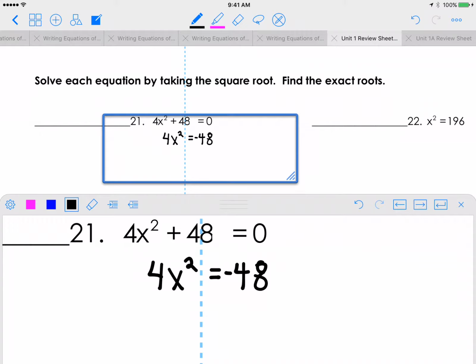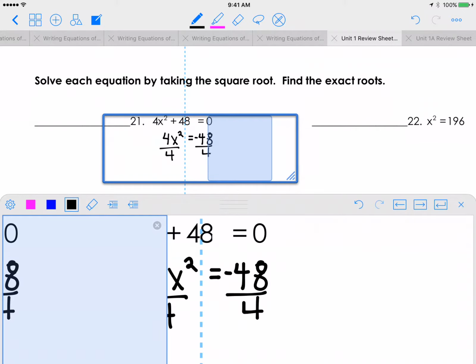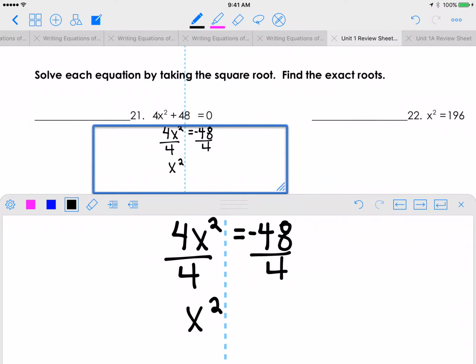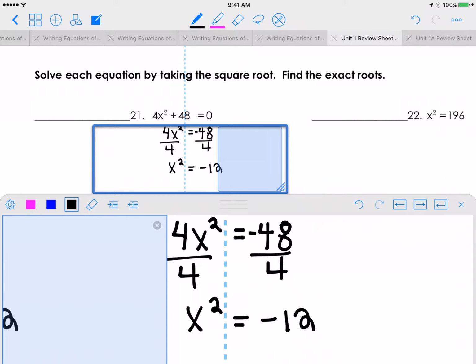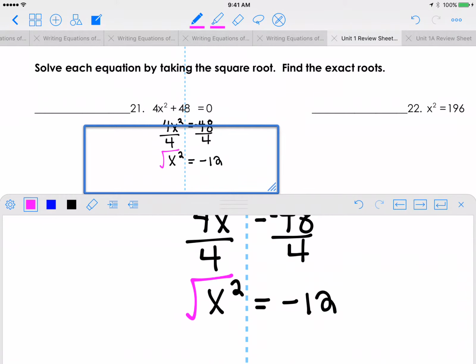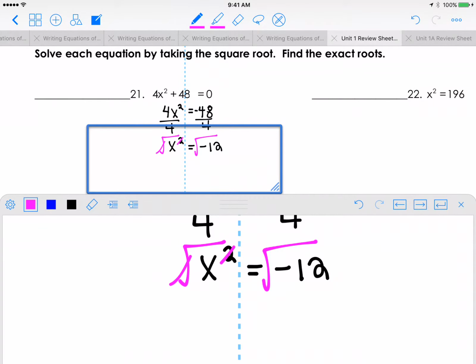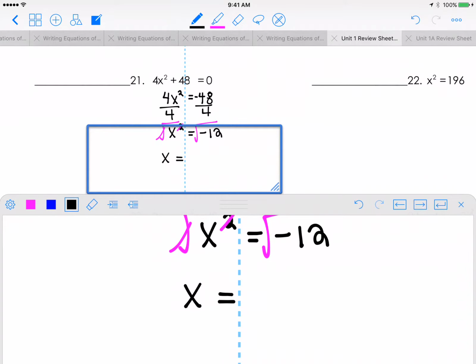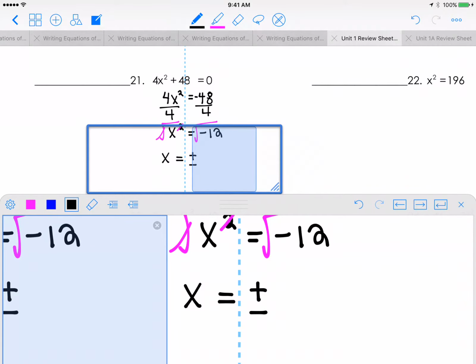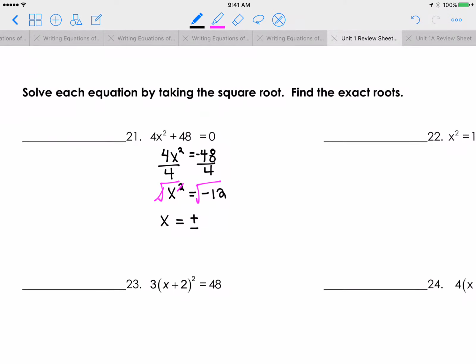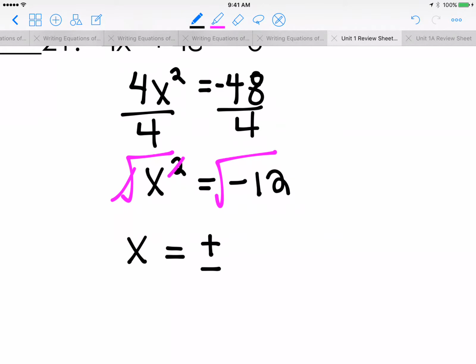So let's subtract over that 48, and then let's divide by 4. So we get x squared is equal to a negative 12. Well, now we can take the square root of both sides, because that will cancel out that x squared. So you get x is equal to, well, remember when we're taking the square root of both sides, we get plus or minus the square root of negative 12. Well, now we've got to simplify this.